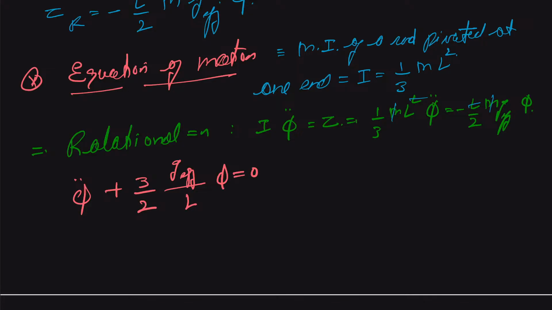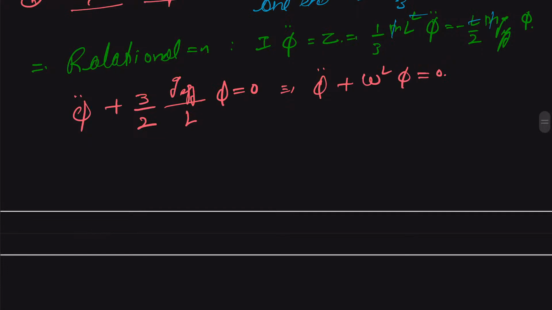And this is the equation of SHM, phi double derivative plus omega square phi is equal to 0. So from here we can write that omega square is equal to 3 by 2 G effective divided by L.